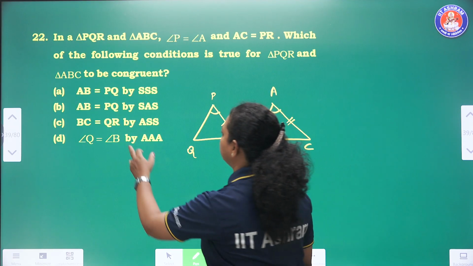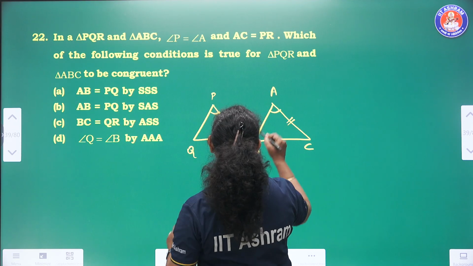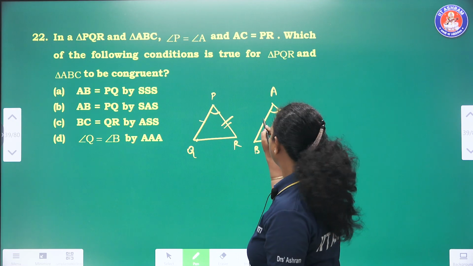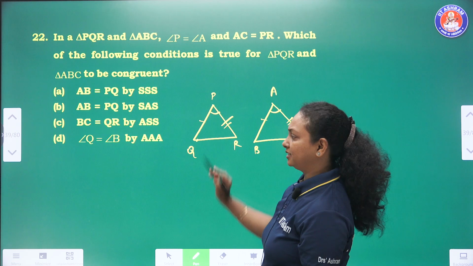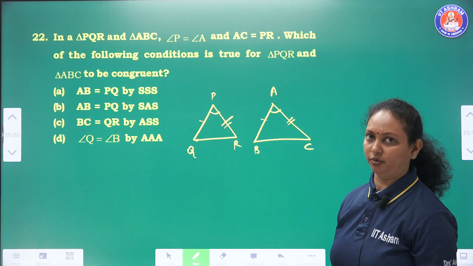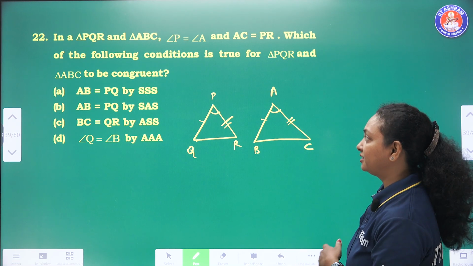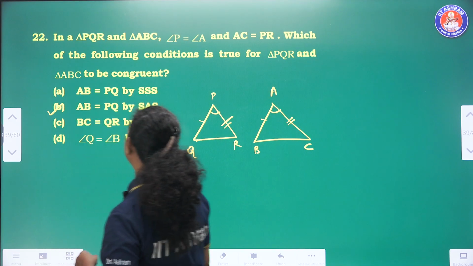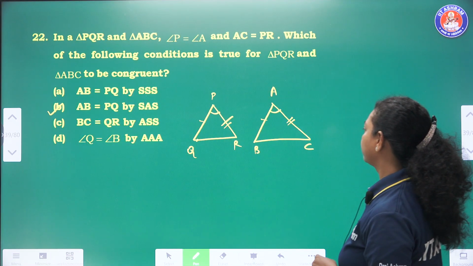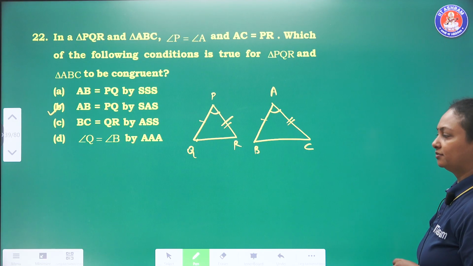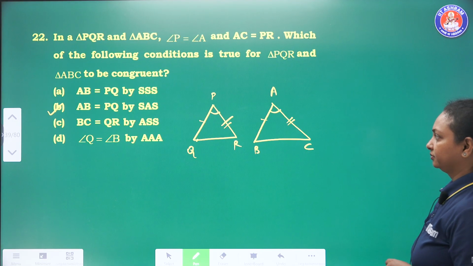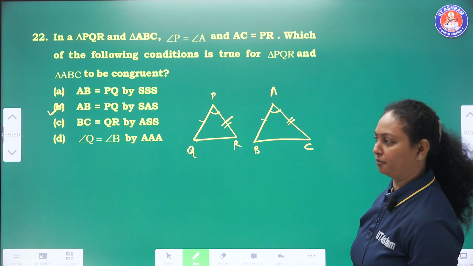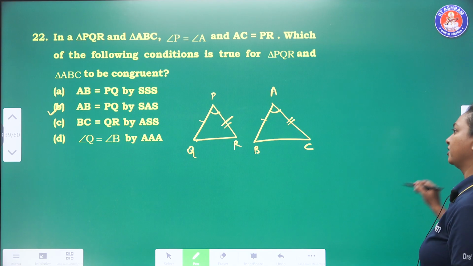So if it is given to us AB is equal to PQ, okay, AB is equal to PQ given. But by SSS criteria, are they congruent? No. So by which criteria? SAS congruency criteria. Therefore, option B is the correct one. Right? And ASS criteria is not there. So don't look at option number 3. It should be AAS.